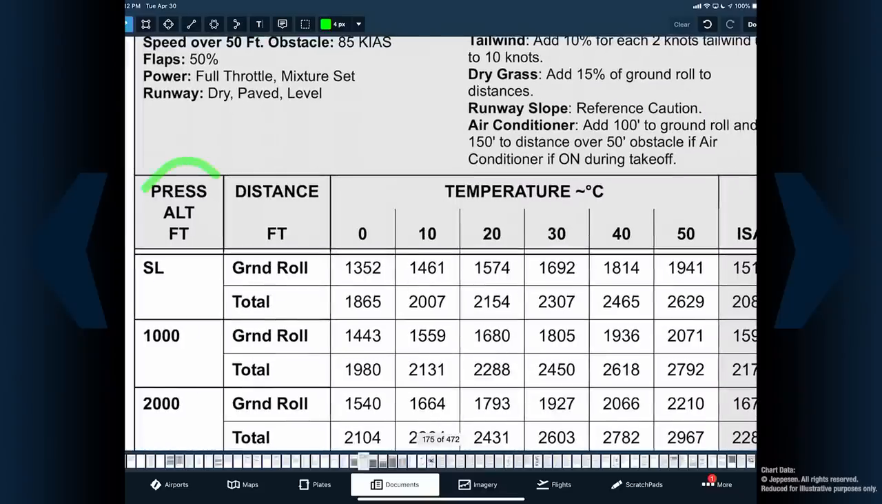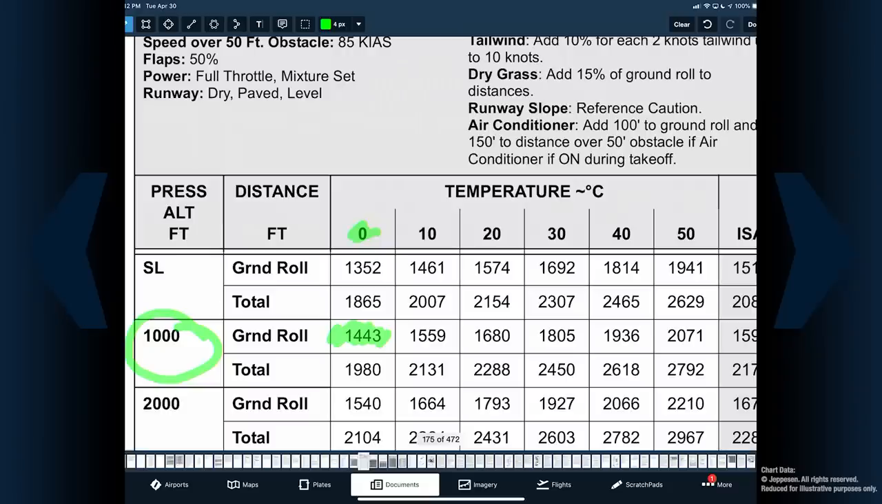And what are our numbers in? It's in pressure altitude. And as we start to increase pressure altitude, you'll notice our ground roll goes from 1,352 to 1,443 to 1,540. So let's think about this as if we're based at an airport at 1,000 feet. On a standard day with sea level pressure of 29.92, okay, and let's just say we're at 0 degrees temperature here to keep this simple, okay, on a standard day at 29.92 and 0 degrees temperature, we'll say that our ground roll is 1,443 feet.